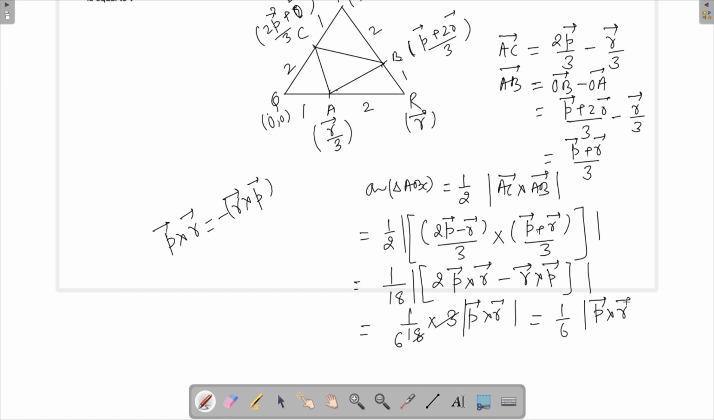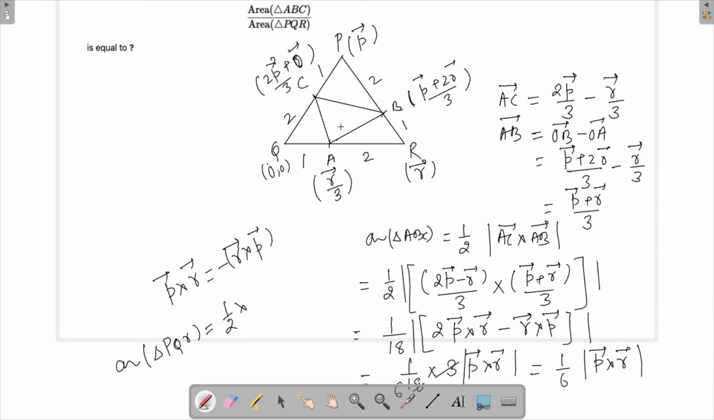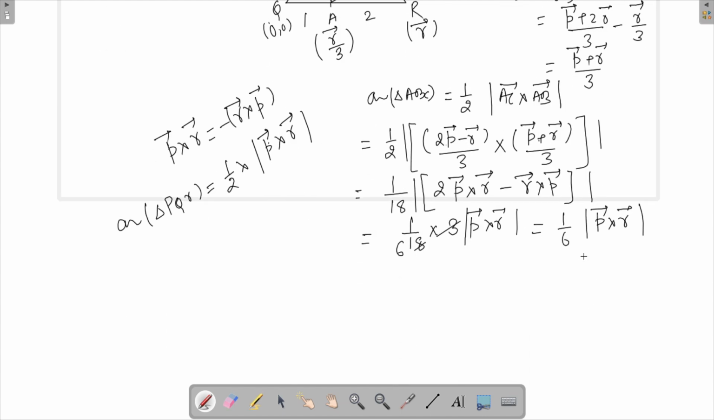Now my area of triangle PQR is pretty simple. Area of triangle PQR, because of the way I have assumed it, is going to be equal to simply half, and then this side QR, which is R itself, and then this is QP, which is P itself. So this will be half. You can say that P cross R or R cross P, whatever you want to call it. So P cross R.